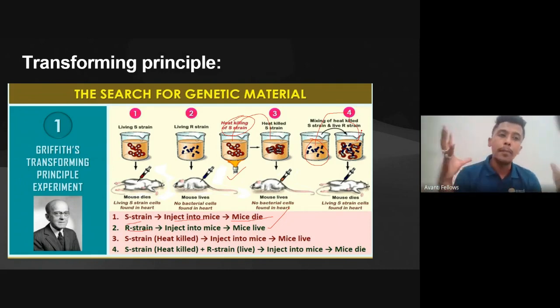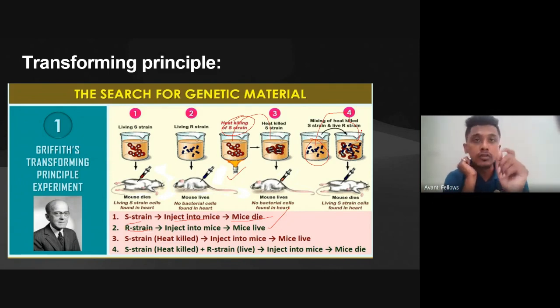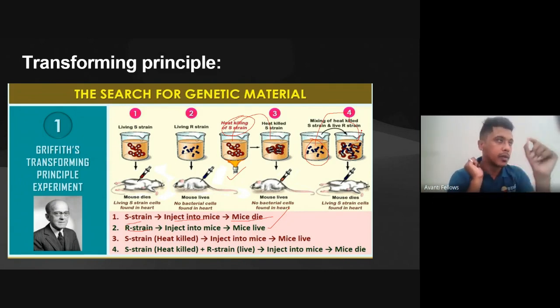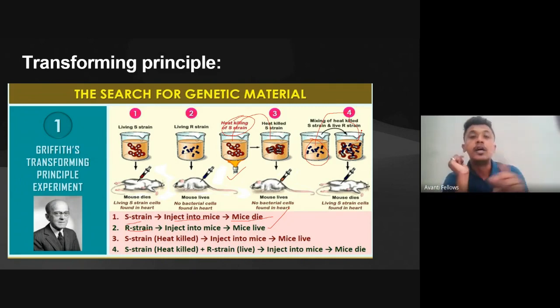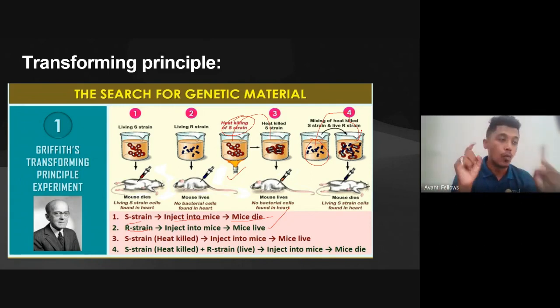Now what happened? Griffith got shocked. There was something that was transferred between the smooth strain and the rough strain. That is what made this rough strain bacteria become virulent and kill the mice. Now, what was transferred between the smooth strain and the rough strain, he didn't know. But I will tell you the explanation now.